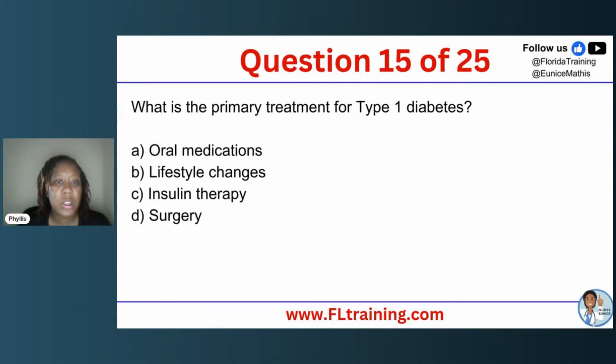What is the primary treatment for type 1 diabetes? Is it A, oral medication? B, lifestyle changes? C, insulin therapy? D, surgery? Is it A, B, C, or D?